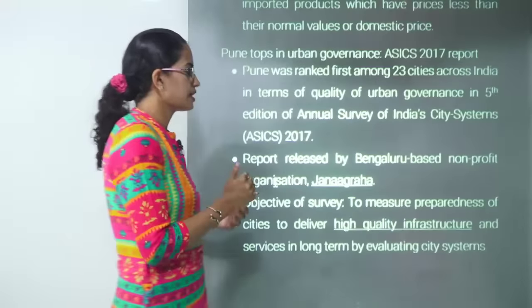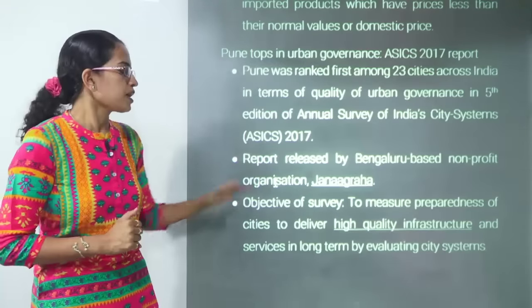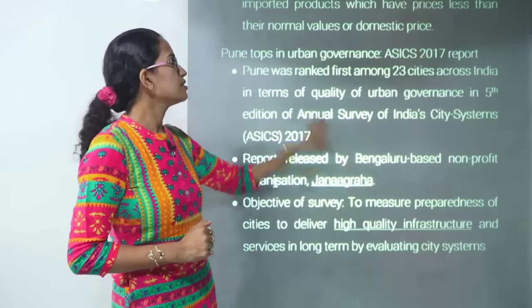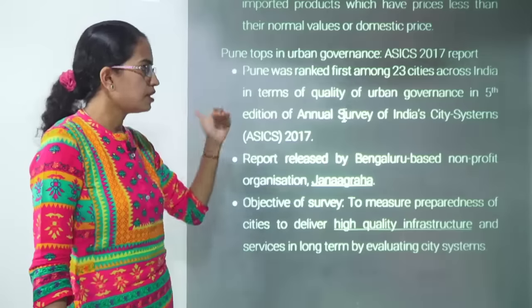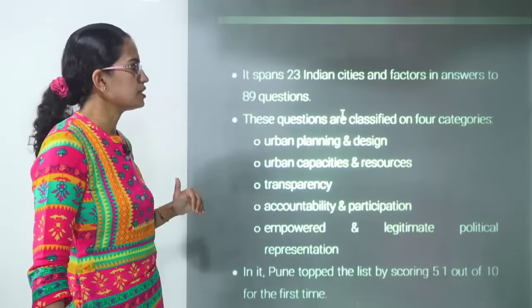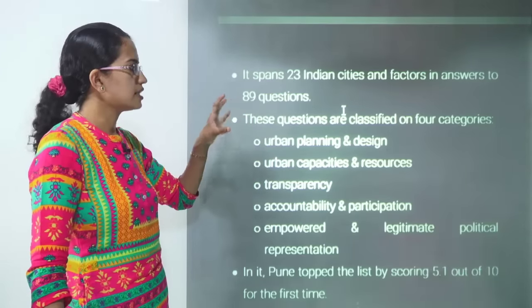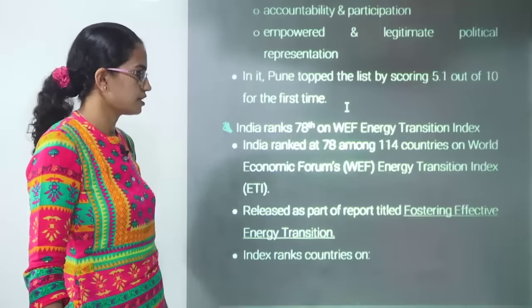Now under urban governance, that has been taken up by a Bangalore based NGO, that was Janaagraha. So under this organization, Pune has topped the country in terms of urban governance in India for high quality infrastructure, and so far 23 cities have been considered and nearly 89 questions or parameters have been taken into account.